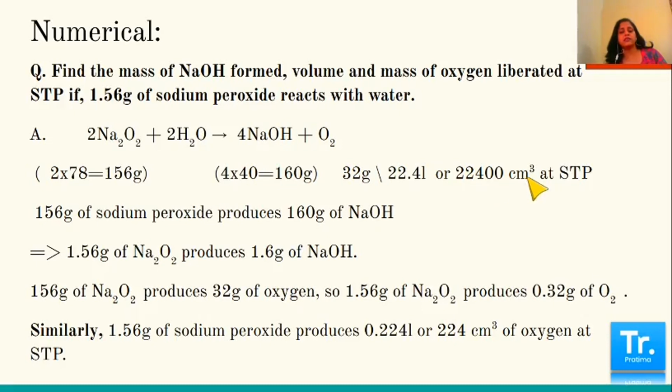In liter and centimeter cube, both you can write at STP. But the amount of sodium peroxide given to you is 1.56. So if 156 gram of sodium peroxide produces 160 gram of sodium hydroxide, then the given amount, that is 1.56 gram of sodium peroxide, will produce how much? We do 160 divided by 156 into 1.56.